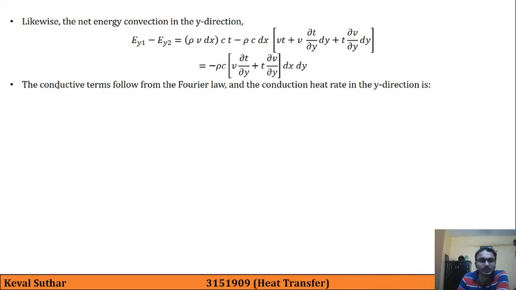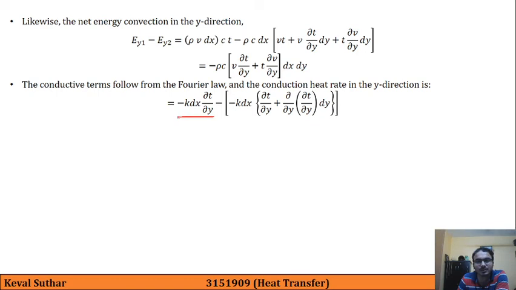The conductive terms follow from the Fourier law, and conduction heat rate in y direction is given by this formula. If you have drawn that previous figure, you will be able to understand this very easily. And as we are moving in y direction, this is the rate of change of temperature that we are considering. Okay, with further simplification we will be getting this value, that is k into d2t upon dy square into dx dy.